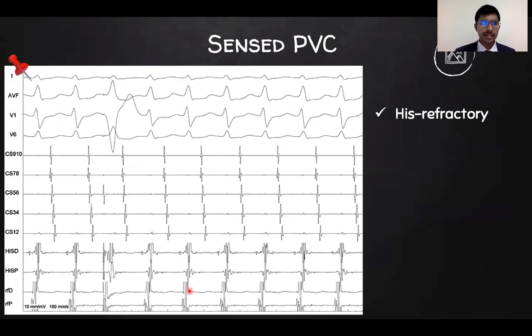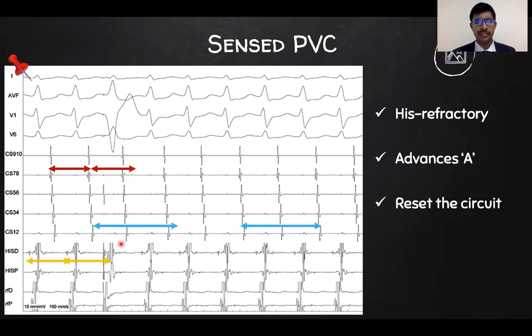But in the next patient here, you have a His refractory PVC exactly falling at the time of the His. Did it do anything to the atrial? It had advanced the atrial signal by a significant timing. Did it change the atrial activation? That is the third question. No. Did it reset the tachycardia, as the fourth question? Yes, it has reset the tachycardia. So a sensed PVC able to reset the tachycardia talks in favor of an orthodromic reentry tachycardia, and you're pacing probably from the same side of the chamber.